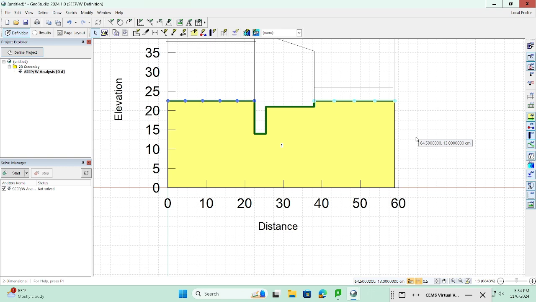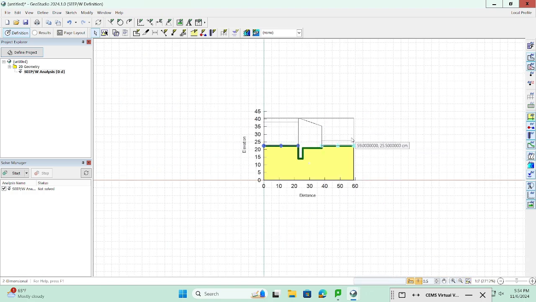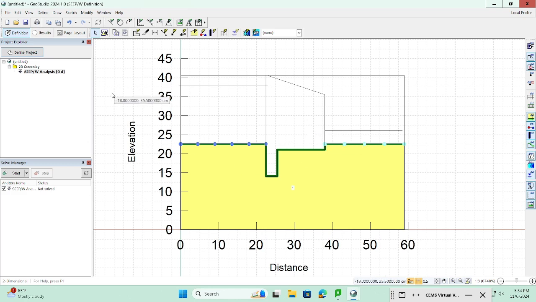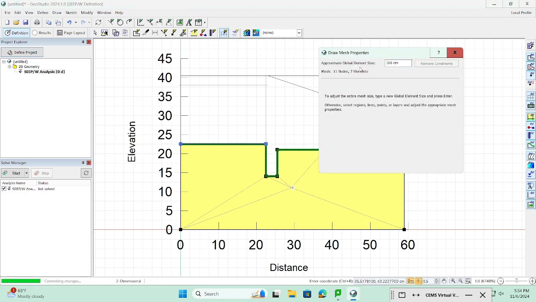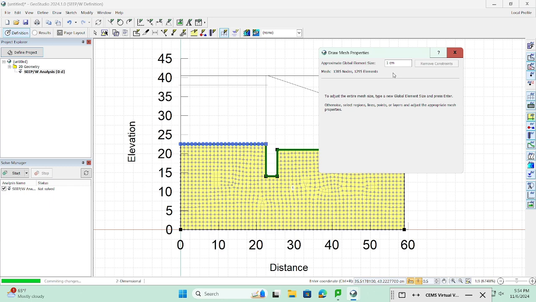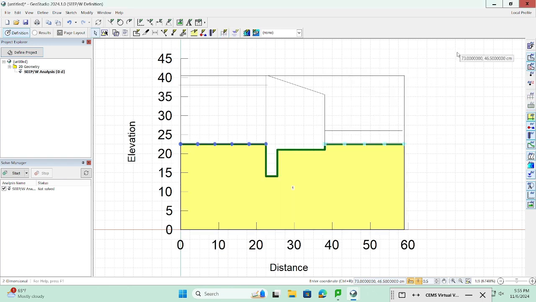So the next step after defining and applying the boundary conditions is to mesh the regions that I drew. So I will go here, and as you can see, Draw Mesh Properties. It is 100 centimeters. 100 centimeters is a very coarse mesh. We can't use that. You should change that to 1 or 0.5 or something like that. For me, I think 1 is okay. So I will make it 1, and that's it, and then close that.